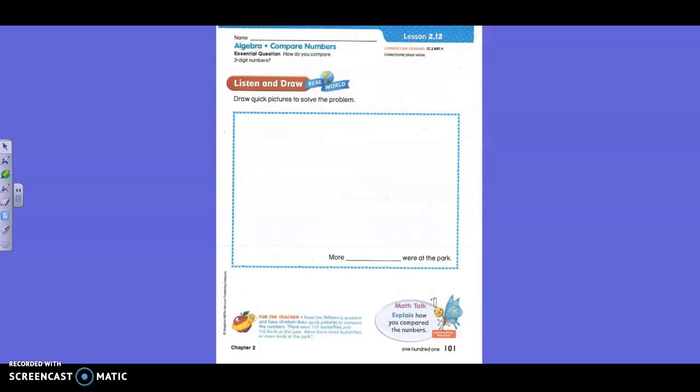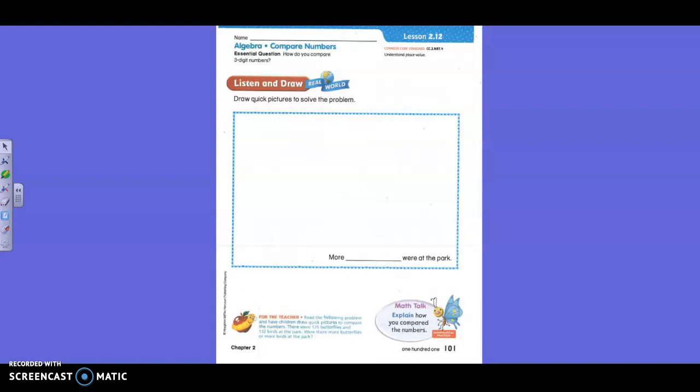Today we are going to compare 3-digit numbers using the greater than, equal to, and less than symbols. Okay? We're going to do what we did yesterday a little bit first and practice and kind of remember what we need to do. Before we start, I'm just going to review real quick.